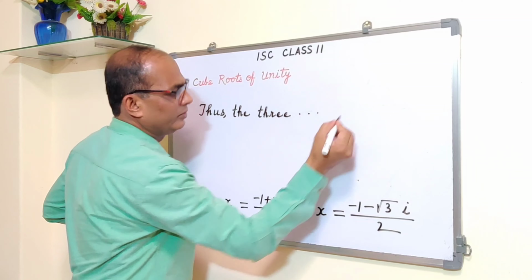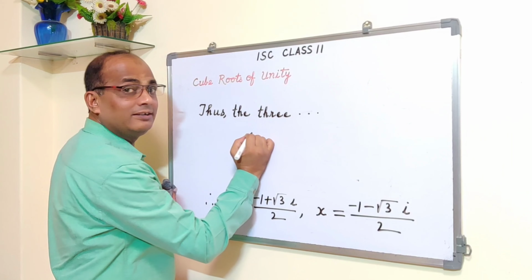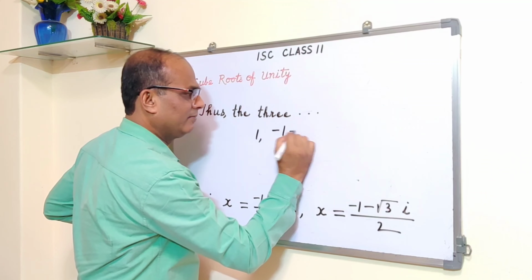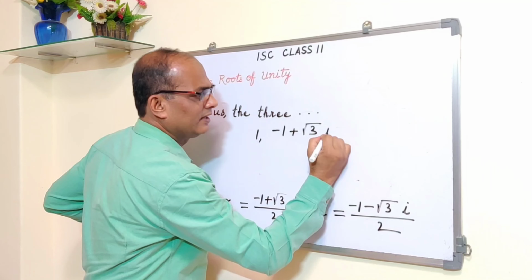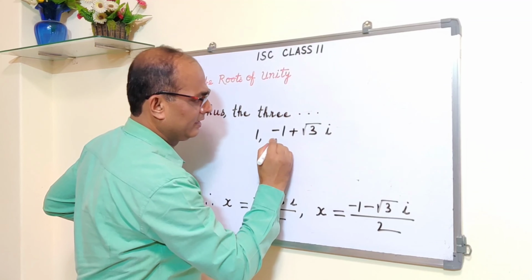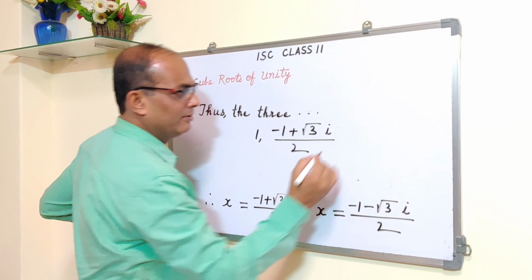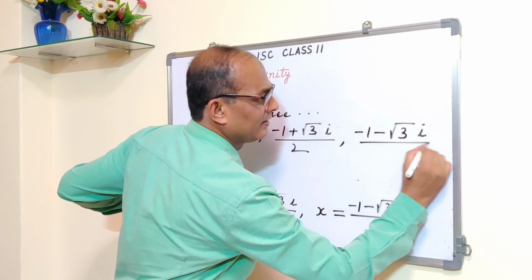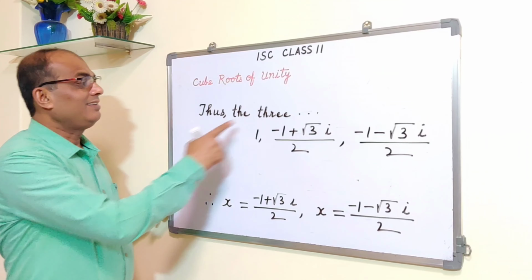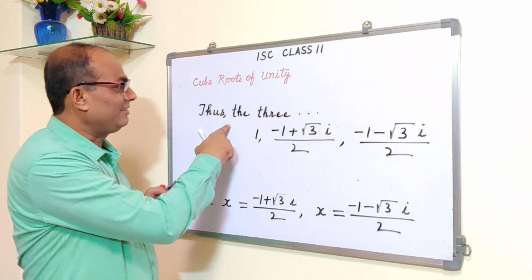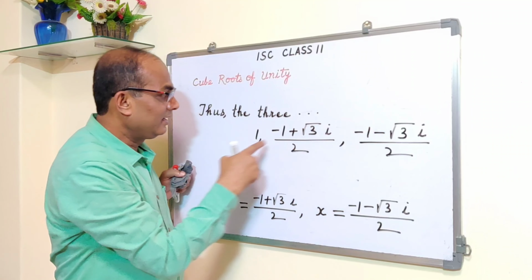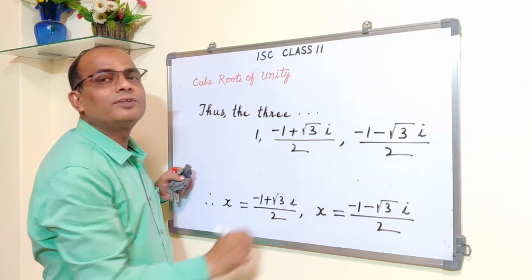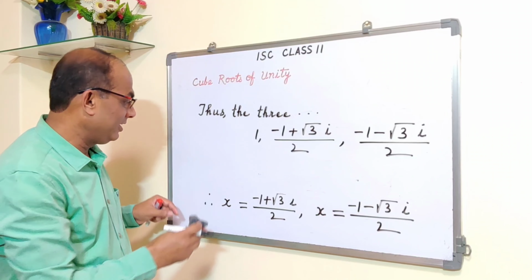Thus, the three cube roots of unity are: first is 1, then second is minus 1 plus root 3i whole divided by 2, and minus 1 minus root 3i whole divided by 2. Thus the three cube roots of unity are 1, which we already got, minus 1 plus root 3i by 2, and minus 1 minus root 3i by 2.